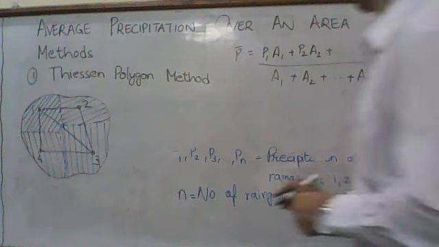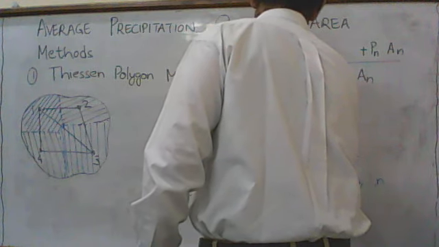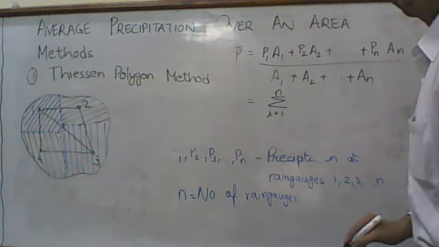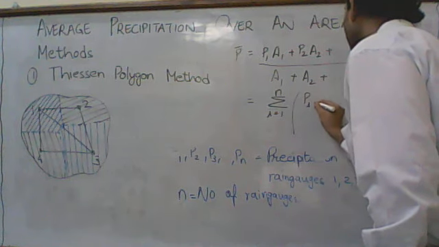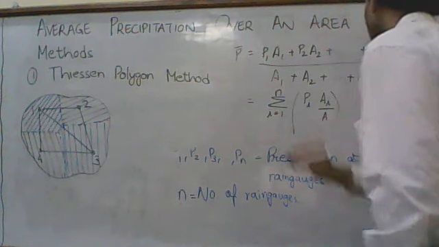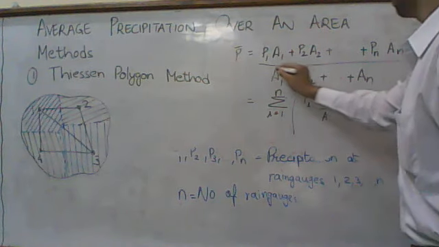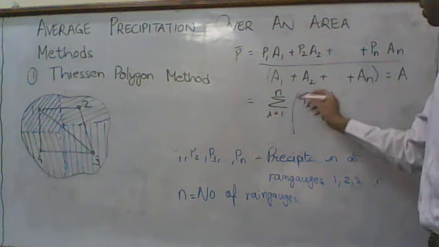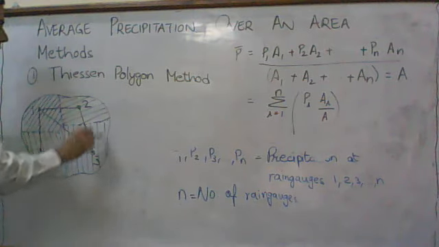This can be written in this way also. Summation of i equal to 1 to n, in bracket, Pi Ai, upon A. Now what is A in this case? A is equal to the total area of the catchment. Okay, that is A1 plus A2 plus till whatever.